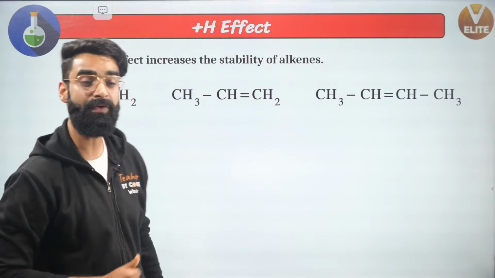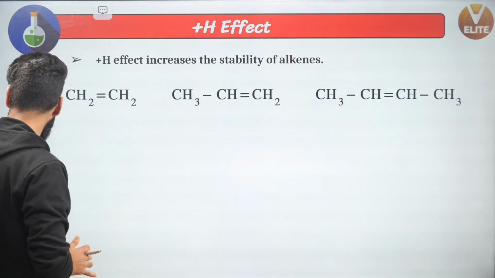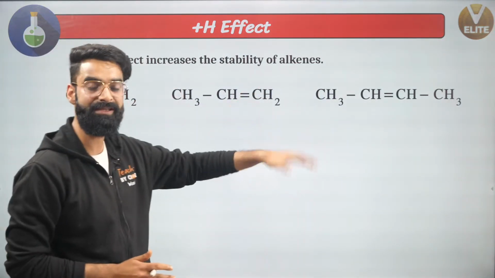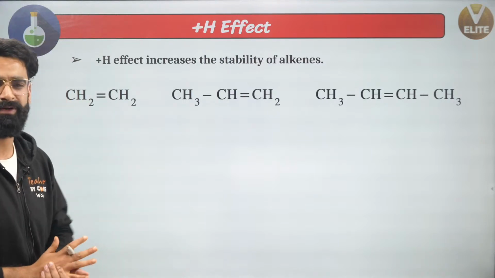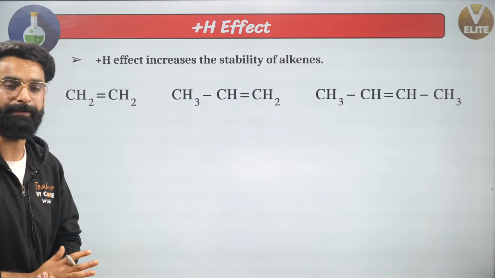Plus H effect increases the stability of the alkenes. So if you need to compare the stability of the alkenes, you can compare it with the help of hyperconjugation. That's it, yeah? Plus H effect increases the stability of the alkene.